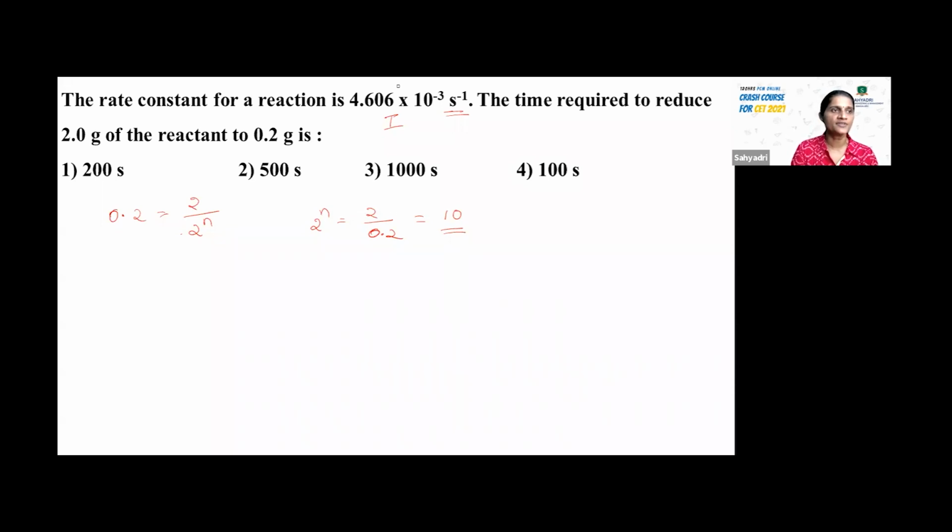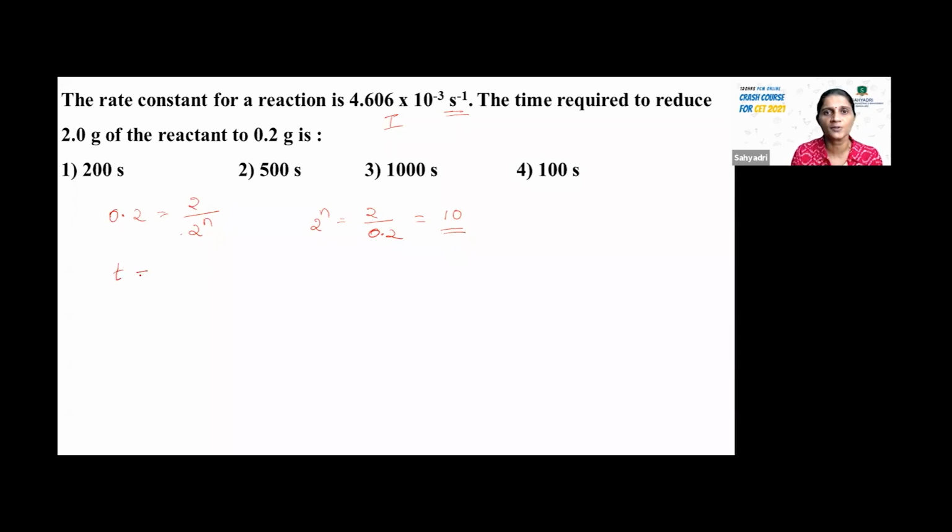Or what you can do is first calculate the K value. K is given here, right? From the rate constant you can calculate T half, then you can go ahead with this. Or you can do it like this. Nothing else, just substitute. Very simple way.